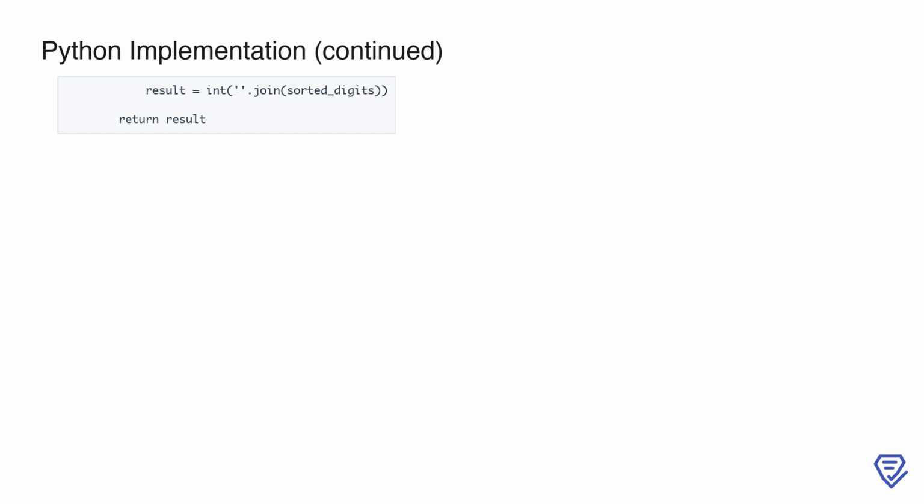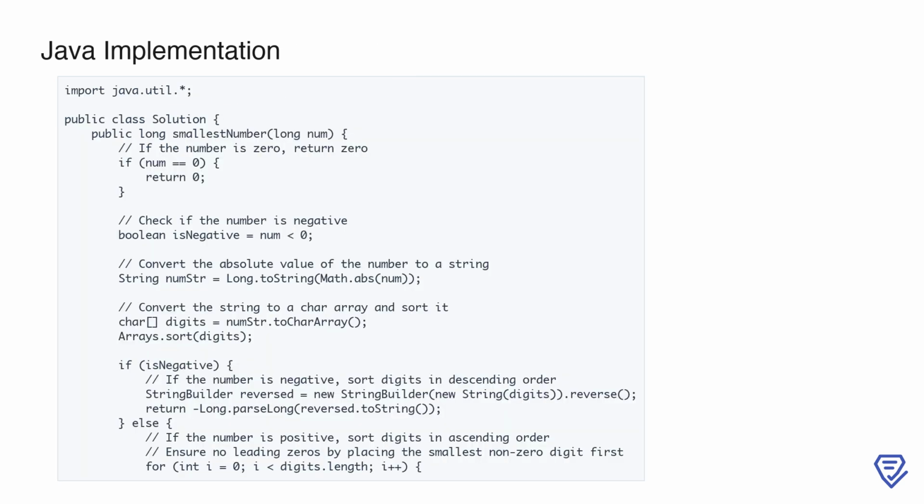For positive numbers, we sort the digits in ascending order. To avoid leading zeros, we identify the smallest non-zero digit and swap it with the first digit if necessary. This ensures the resulting number doesn't start with a 0. After arranging the digits, we join them into a single string, convert that string into an integer, and store it in the variable result. Finally, we return result, which represents the smallest possible value formed by rearranging the digits of the input number.